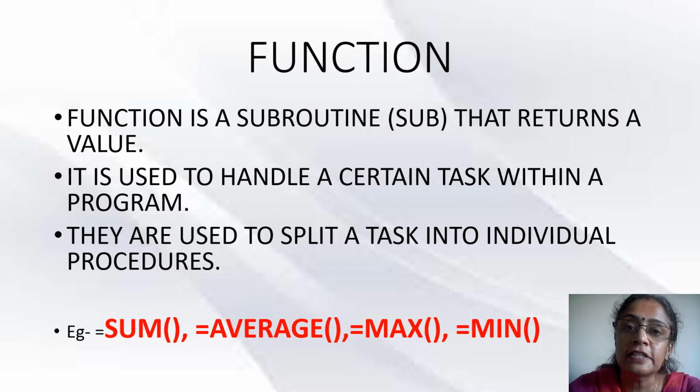Now when we were studying Excel, we had used certain functions like the sum function, which is used exclusively for adding numbers, the average function, which finds the average of numbers, the max function, which finds the maximum value in a particular range, and the min function, which finds the minimum value in a particular range. So this is the meaning of a function. A function will always return a particular value and it is used to divide tasks so that it becomes easier to do a particular procedure. That is what is called a function.